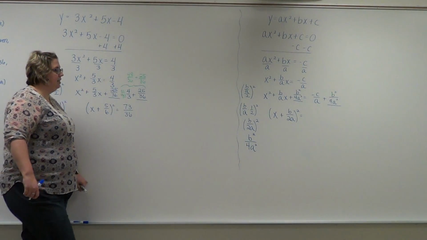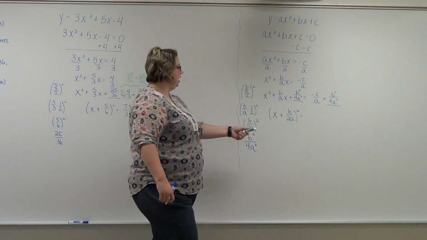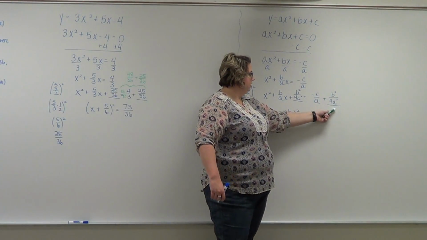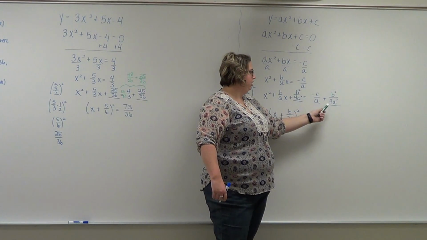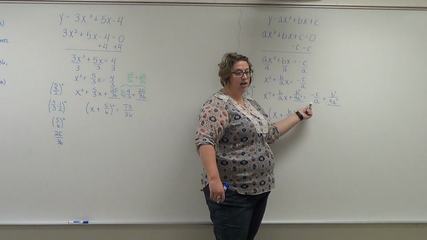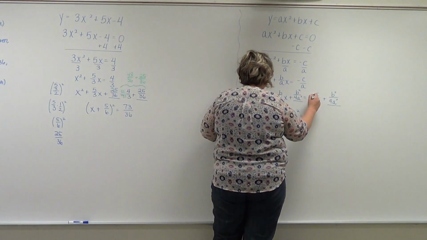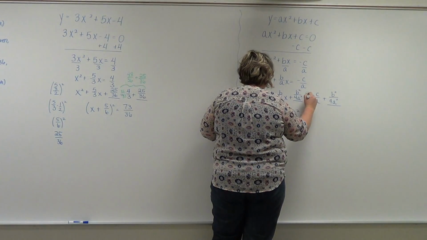Okay, now the right-hand side, you have to get a common denominator. So the left one has an a, the right one has a 4a squared. So they share an a, but this one needs a 4 and it also needs another a in order for it to be the same. So I would have to multiply this left one by 4a.